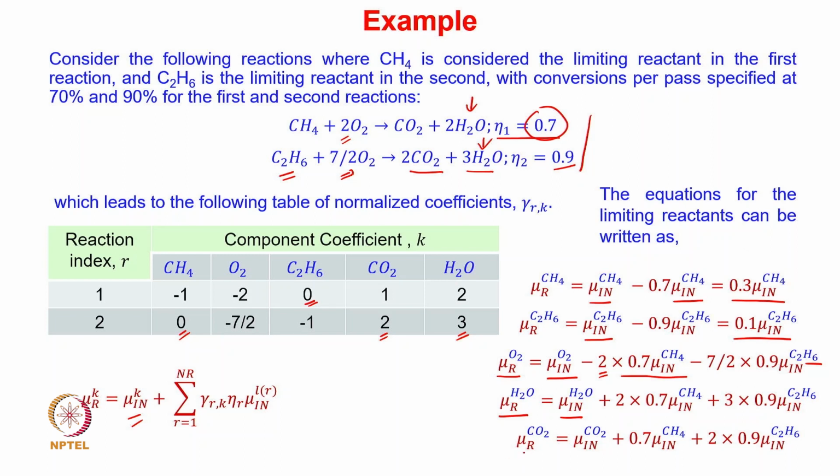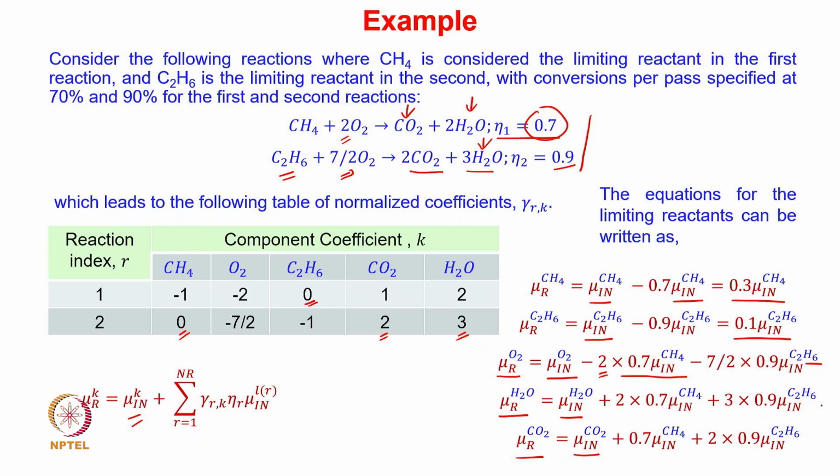And the last component balance is for CO2. So μ_r,CO2, the molar flow rate of CO2 coming out from the reactor, will be given as μ_in,CO2, that is nothing but the molar flow rate of the CO2 coming into the reactor, plus CO2 is getting produced in the first reaction, so that becomes 0.7 into μ_in,CH4, plus 2 into 0.9 into μ_in,C2H6.